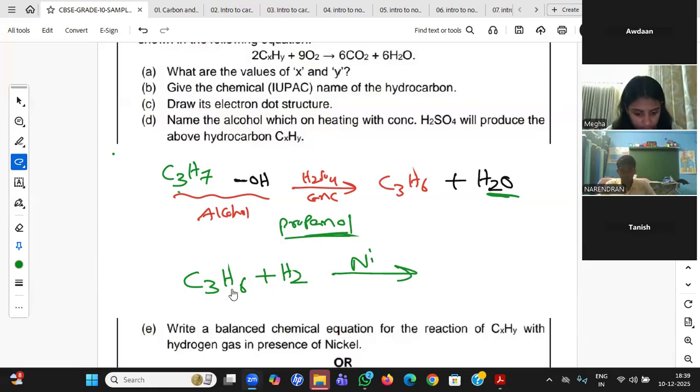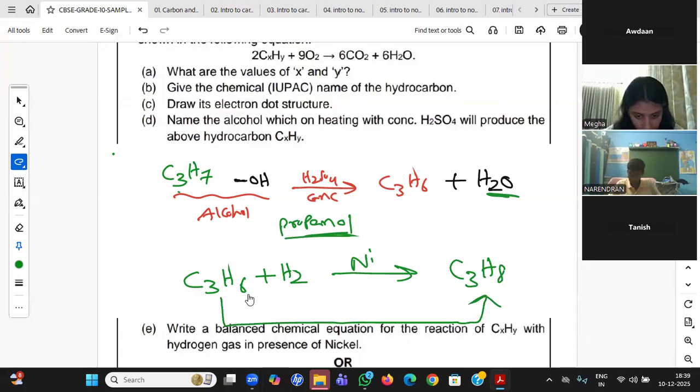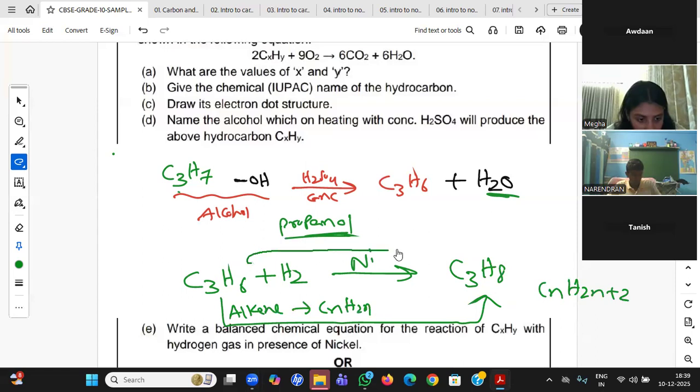You see C3H8, what is there? So here you are thinking, sir, why will it come C3H8? Addition reaction, unsaturated to saturated. You see C3H6, what is this? Alkene. Why, sir? Its general formula matches CnH2n. What is C3H8? CnH2n plus 2. The general formula matches alkane. So alkene to alkane, unsaturated to saturated, is addition reaction. So yes, Tanish, that will be C3H8, students. Yes, Maya, right answer.